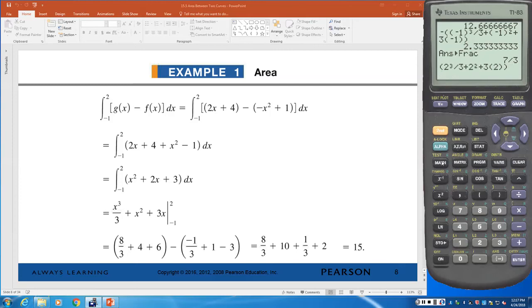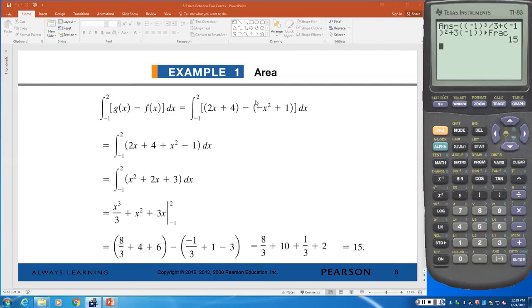Let me go back all the way to the beginning. And that first one as a fraction, as I said, is 12 2/3, which is 38 thirds. And where I made a mistake, no, it is plus 3 times negative 1. That was supposed to be a subtraction sign. And it does give us 15. Okay? So the arithmetic's a little tedious, but nothing we can't handle.